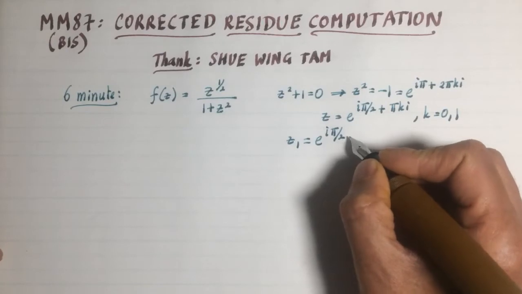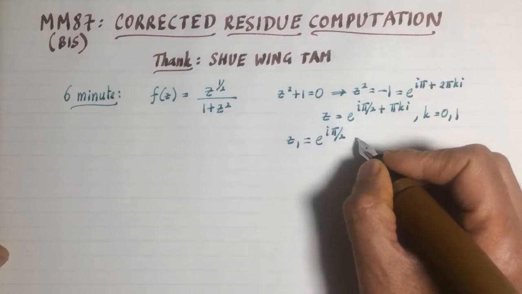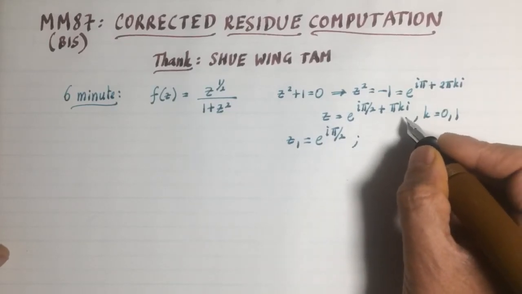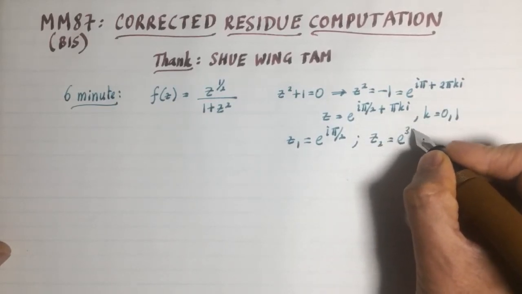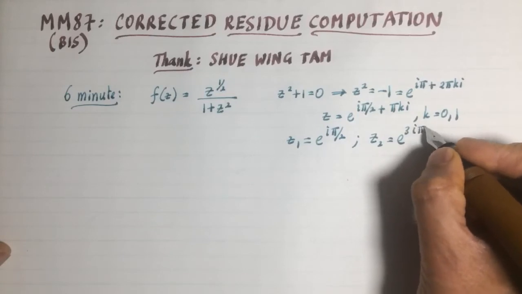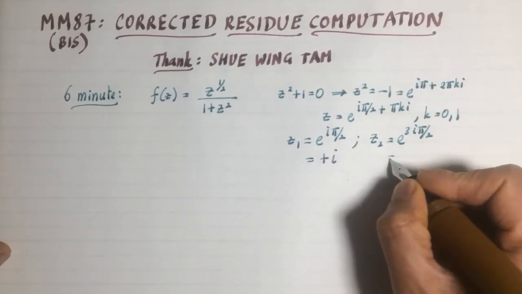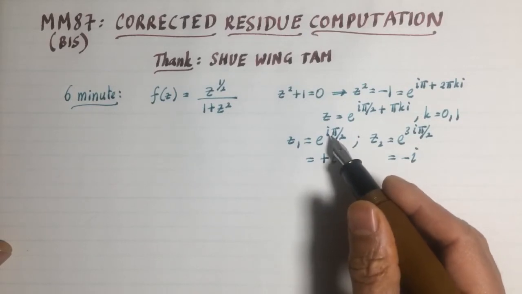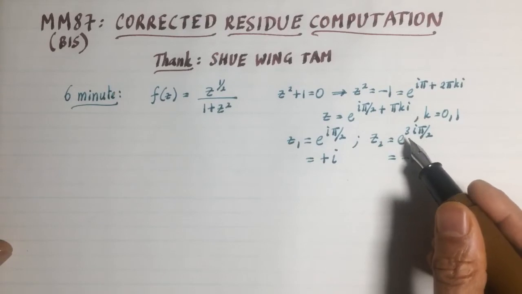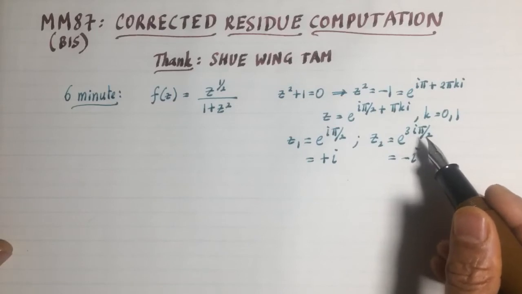I'll call that z1. And the second value, when k equals 1, gives me z2, which is e to the i 3 pi by 2. This turns out to be plus i, and that turns out to be minus i. But it's very important for us to realize that plus i is written as e to the i pi by 2, and minus i is written as e to the i 3 pi by 2, and not as e to the minus i pi by 2, which is the error I made in the previous video.